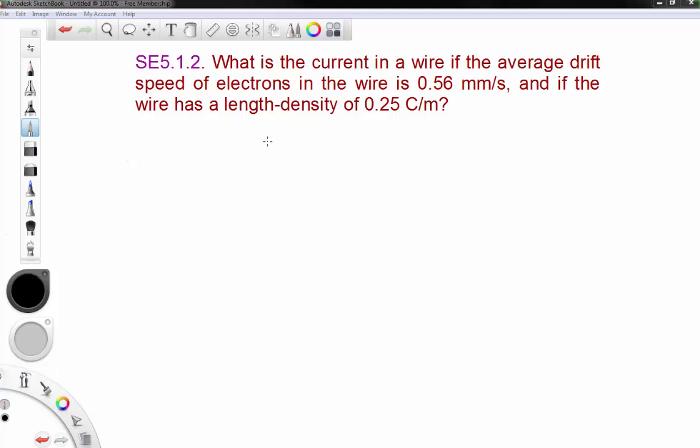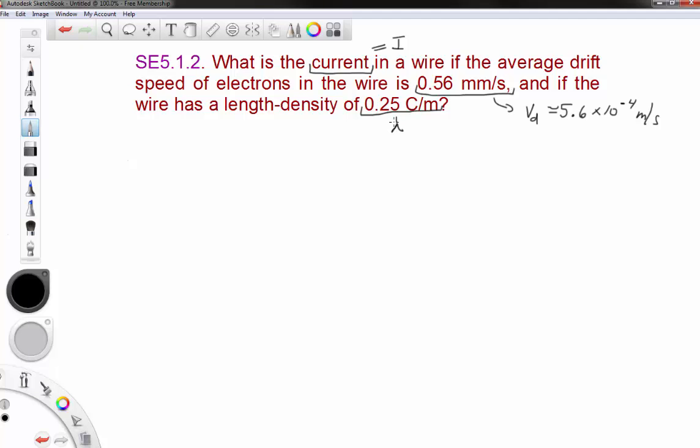All right, for our second example, we're looking for the current in the wire again. So again, this is I, and we're given the average drift speed of the particles. V drift is approximately 5.6 times 10 to the minus 4 meters per second, because we're given the speed in millimeters per second. And then we're given a length density of 0.25 coulombs per meter. I'm going to call this lambda.